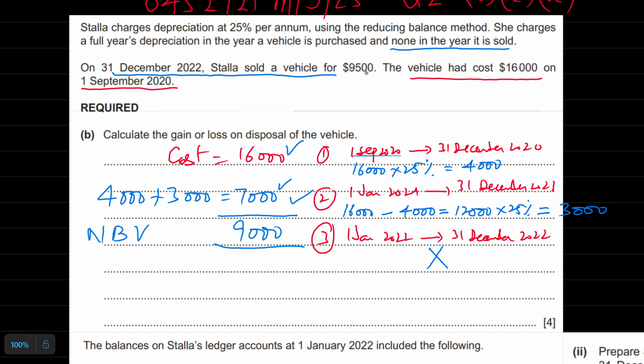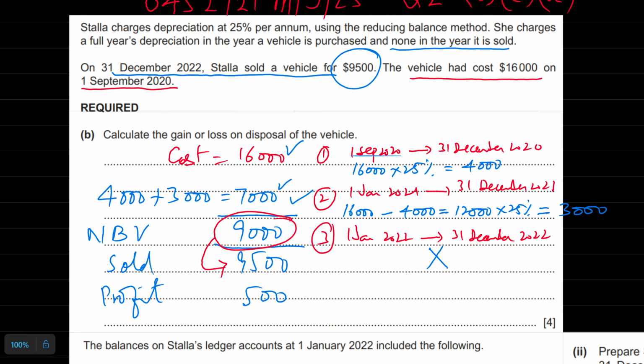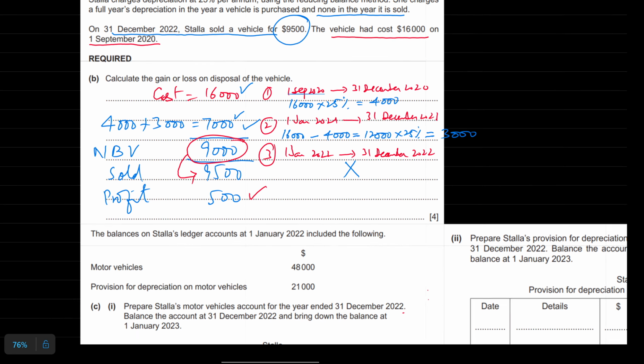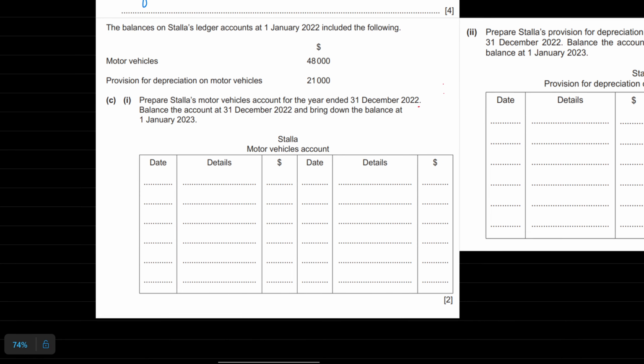Because this vehicle was sold for 9,500 and any non-current asset sold above net book value gives a profit of 500 on disposal. Its net book value was 9,000 and it was sold 500 above net book value, so the profit on disposal is 500. Now students, we will try to prepare their T accounts.